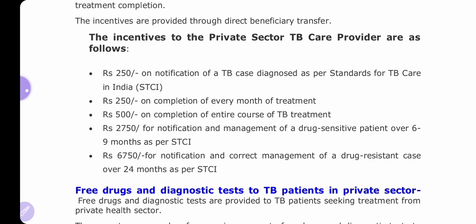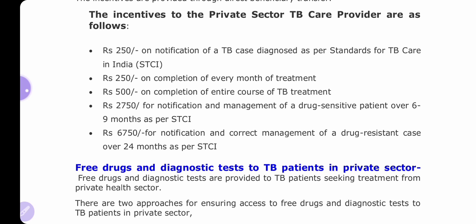And for notification and management of drug sensitive patients over 6 to 9 months, as per Standards for TB Care in India, they receive 2750 rupees. And for notification and correct management of a drug resistant case, they receive 6750 rupees. So these are handsome incentives which are provided to private practitioners, and with this they get encouraged to notify and treat more and more TB cases.